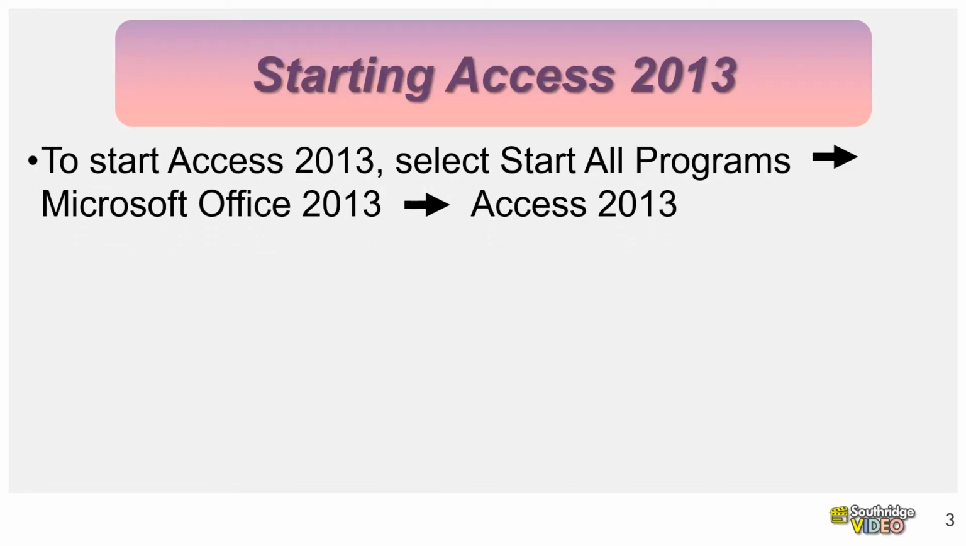Starting Access 2013, how to open or how to start Access. To start Access 2013, first you have to select Start, All Programs. You can see this option in the left corner. Then you click Microsoft Office, then Access 2013. If you have installed the 2019 version, you can go for 2019.